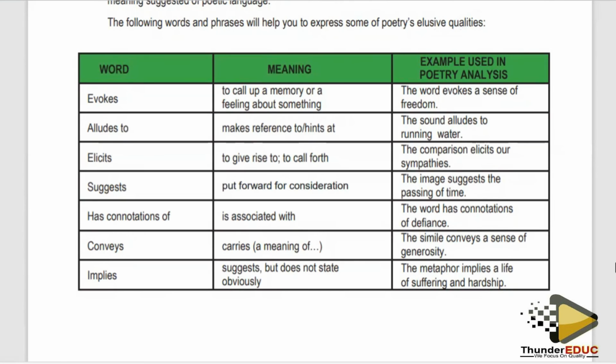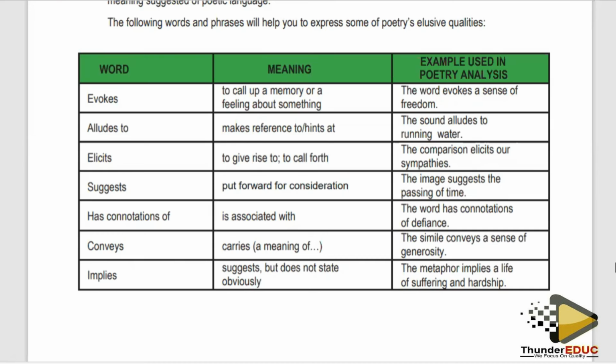When we say the poem evokes, we mean that it calls up a memory or feeling about something. So when we say the diction that is used evokes a sense of freedom, amandla, salute, that word evokes a sense of freedom. Bayete. So that's what we mean.